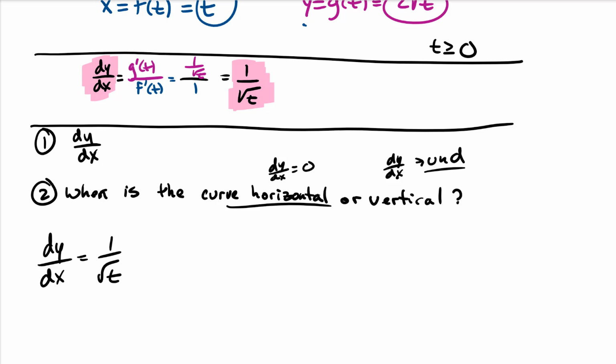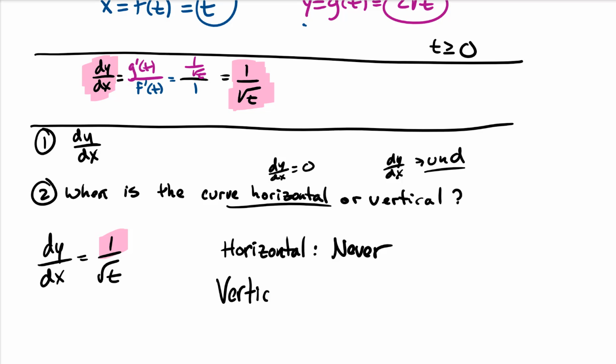Is the curve horizontal? Well, the only way the curve is going to be horizontal, this is the way we'd find out, is when it's 0 over some number. That's the only way something can equal 0. The numerator equals 0. But I'm pretty gosh darn certain 1 does not equal 0. So it's never horizontal. And notice, we're not graphing this. Never. It's never horizontal.